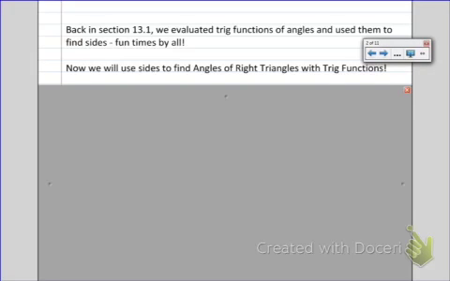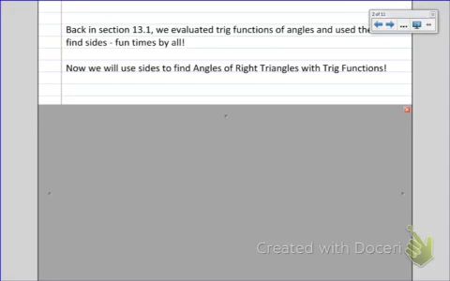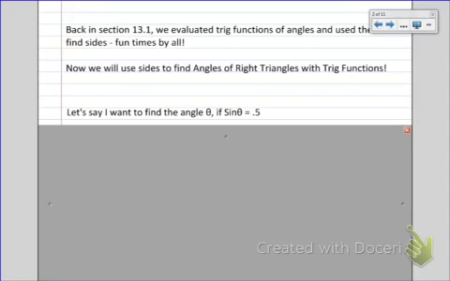Back in section 13.1, we evaluated trig functions of angles and then used them to find sides. We used the angles to find the sides, set up our trig ratio, solve, multiply, divide, use our calculator. Now we're going to use sides to find angles of right triangles with trig functions.